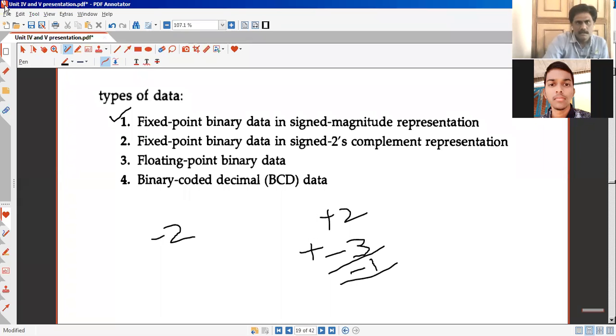According to our syllabus, throughout this Unit 5, we will be discussing only these two. First with signed magnitude, we'll do addition, subtraction, multiplication, division. Then we do arithmetic operations with the 2's complement representation.